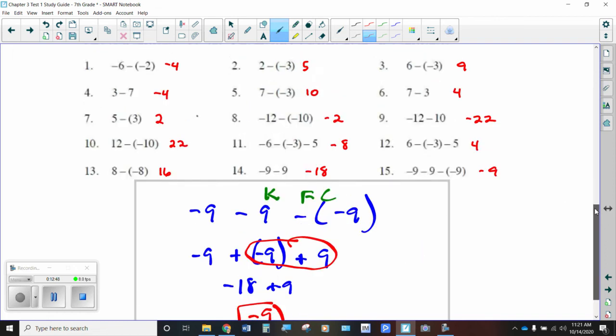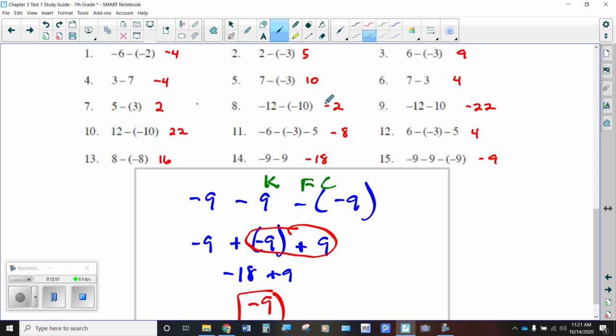Okay, so just like with the other problems, the order of operations on the front side of the study guide, if there's any other problem on here that you need help with, please do not hesitate to ask me questions, send me emails, and I can guide you through that before you get started on your chapter test.